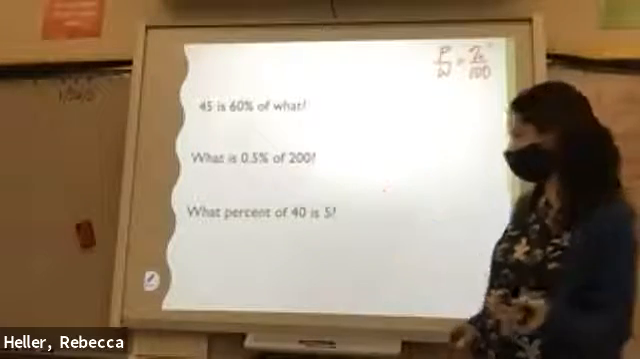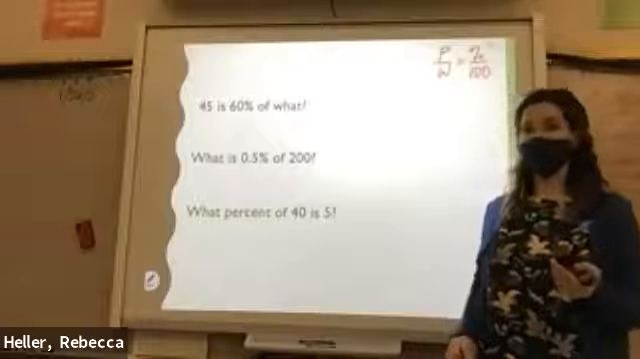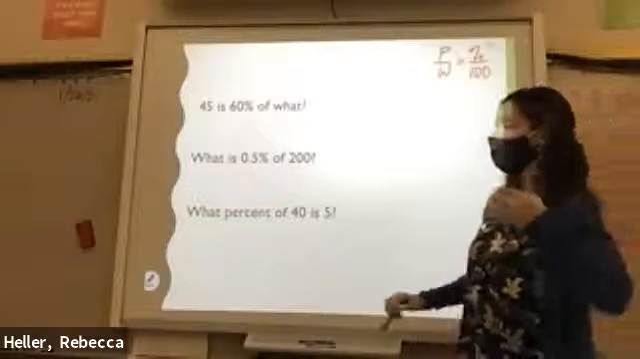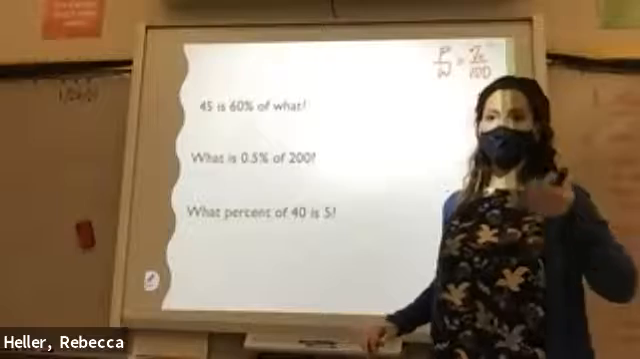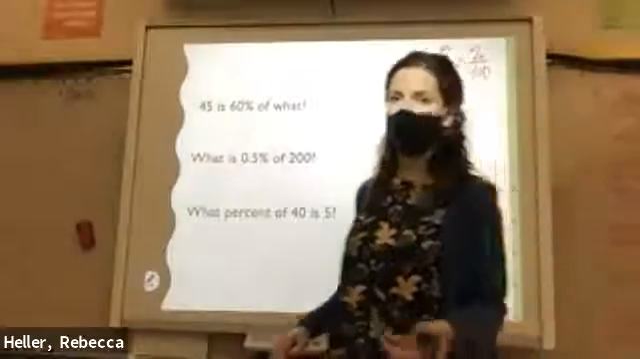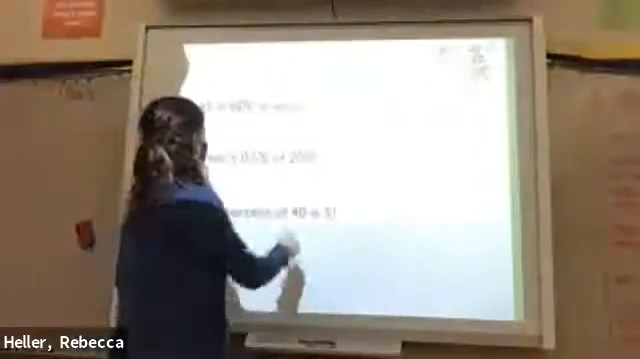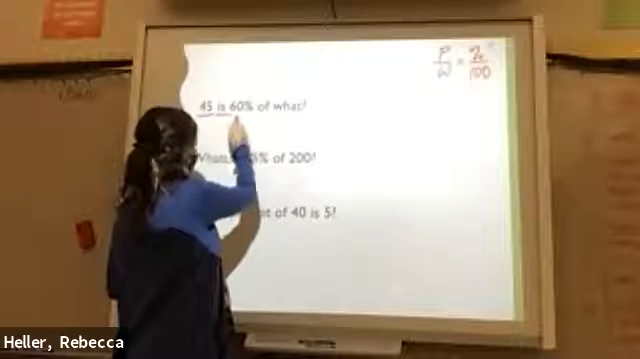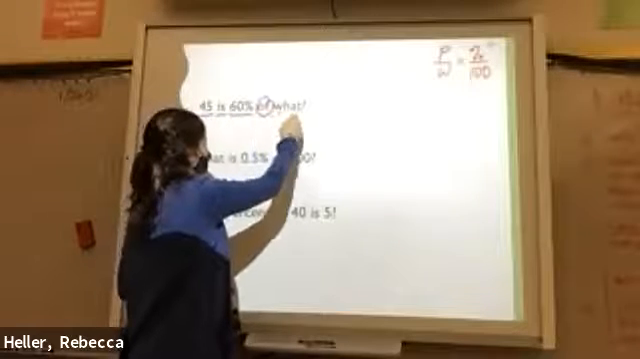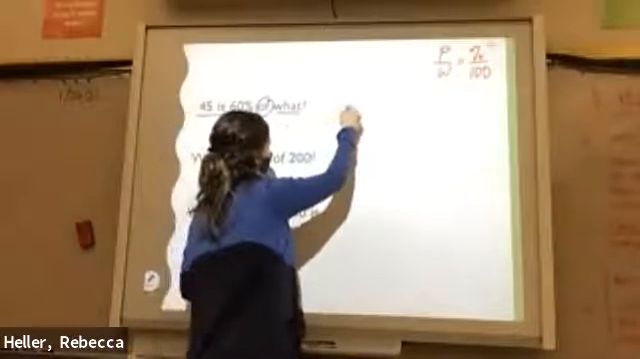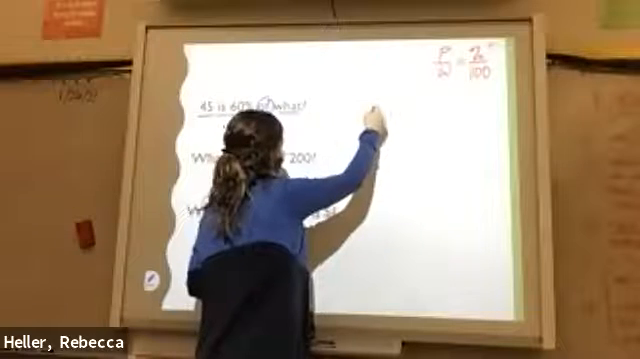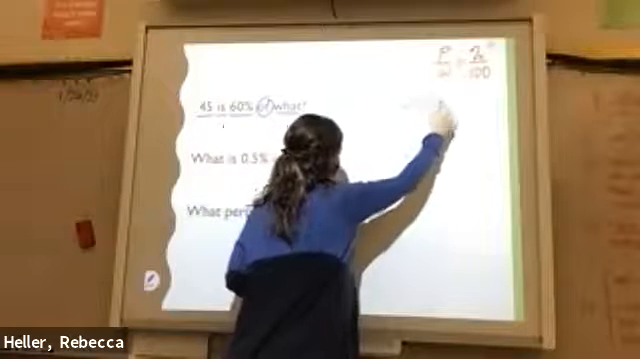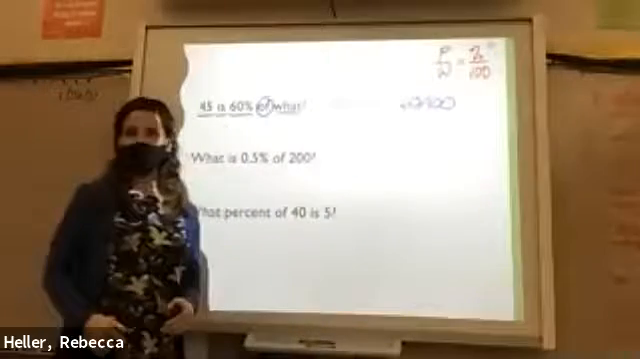And for you guys at home, you're going to type them in the chat as you figure them out. And I'll do the first one with you for those of you at home so you can see how to type it. It says 45 is 60% of what? So you're going to type 45 over X equals 60 over 100. Okay?